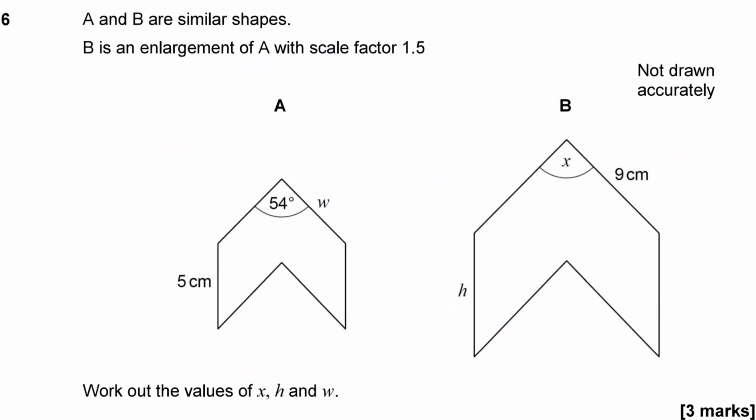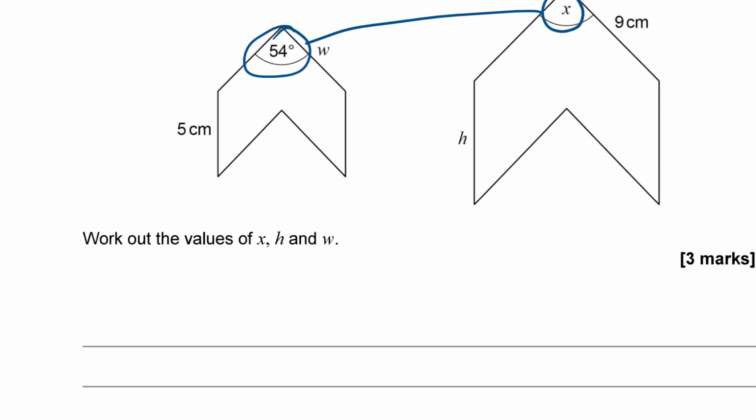Question 6. A and B are similar shapes. B is an enlargement of A with a scale factor of 1.5. Work out the values of X, H, and W. Okay, so first off, I've got X. That is the angle at the tip of my chevron. If two shapes are similar, then all the angles are going to be the same, so that's just the same as 54, isn't it? So I'm going to say that X is equal to 54 degrees.